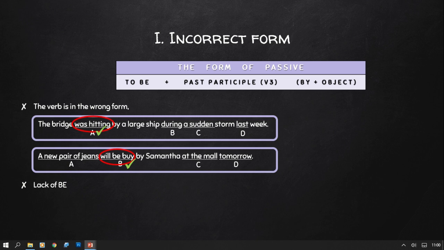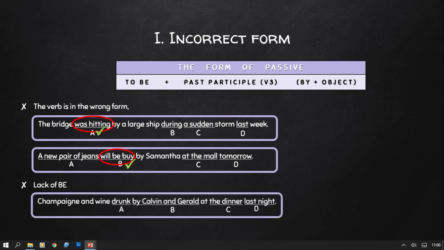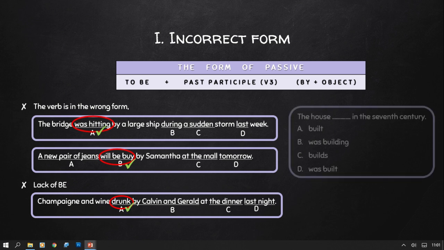And also sometimes the problem is the lack of be. There is no to be in the sentence. Look, champagne and wine drunk by Calvin and Gerald at the dinner last night. Okay, here you also notice that this is a passive sentence by recognizing the by object, but on the predicate, the verb is not accompanied by to be. It's just there, even though it's in past participle, but there's no to be there. So this is the problematic one.